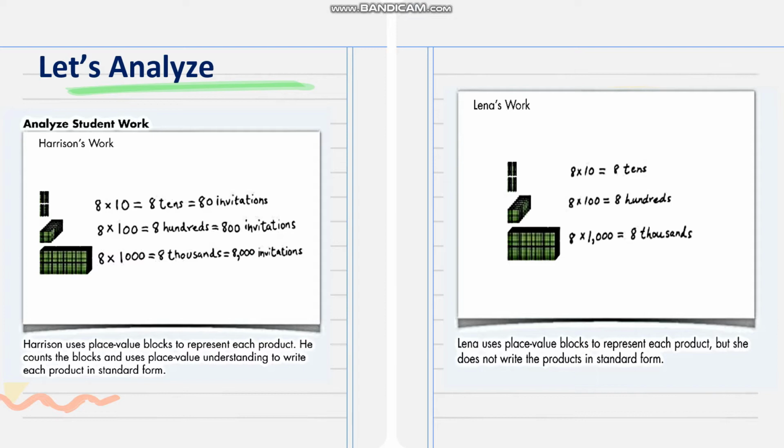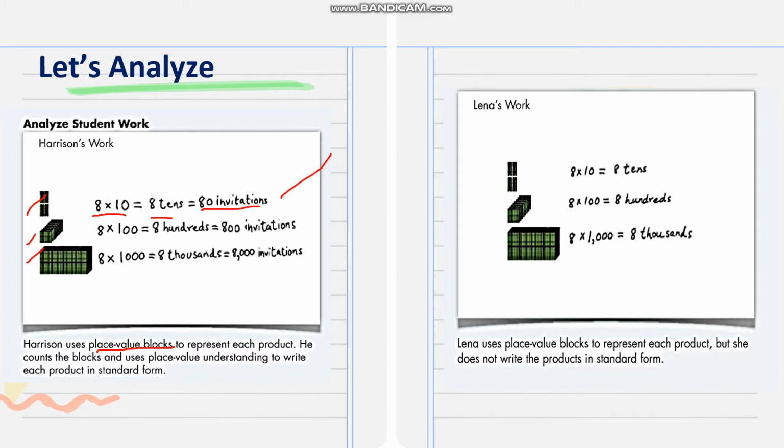So let's analyze this student's work. Look at Harrison's work. Harrison used the place value blocks to represent each product. He counts the blocks and uses place value understanding to write each product in standard form. Just like there are 8 groups of 10, so 8 multiplied by 10 means 8 tens. And 8 tens means 80 invitations, because 8 times 10 is 80.